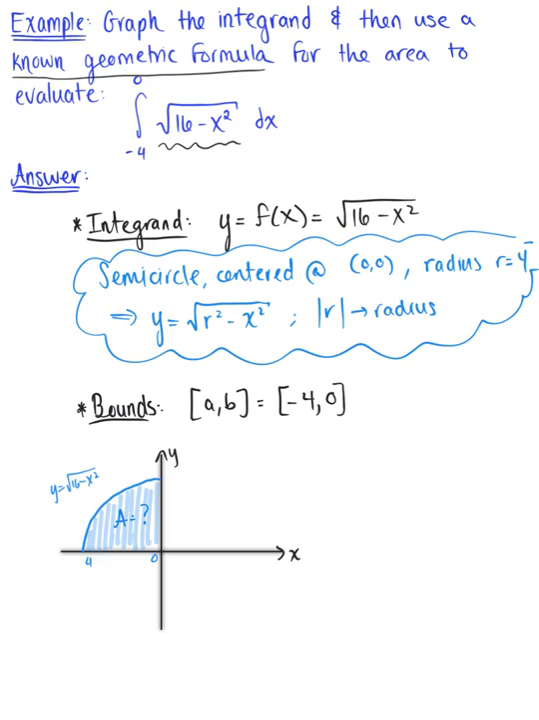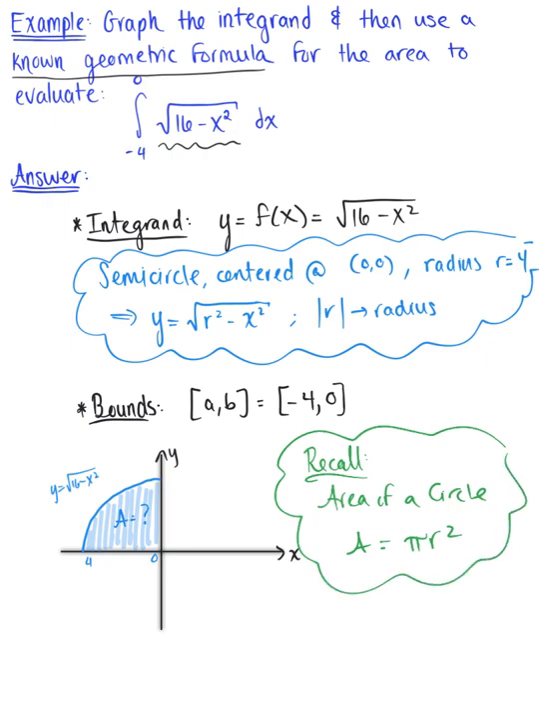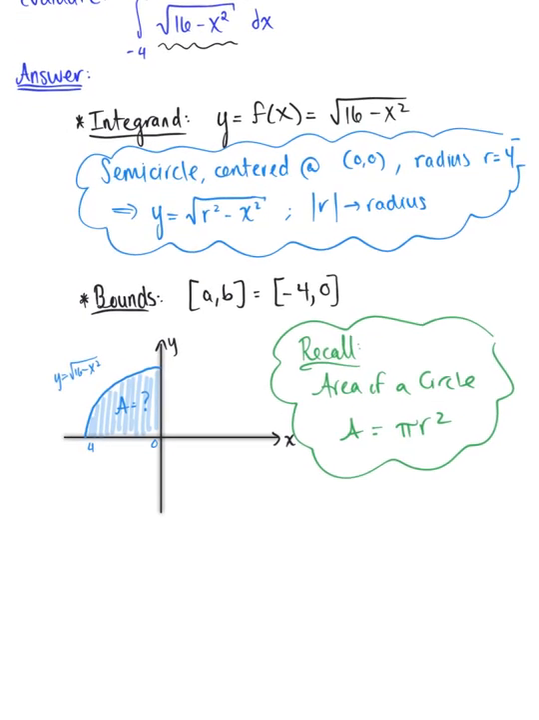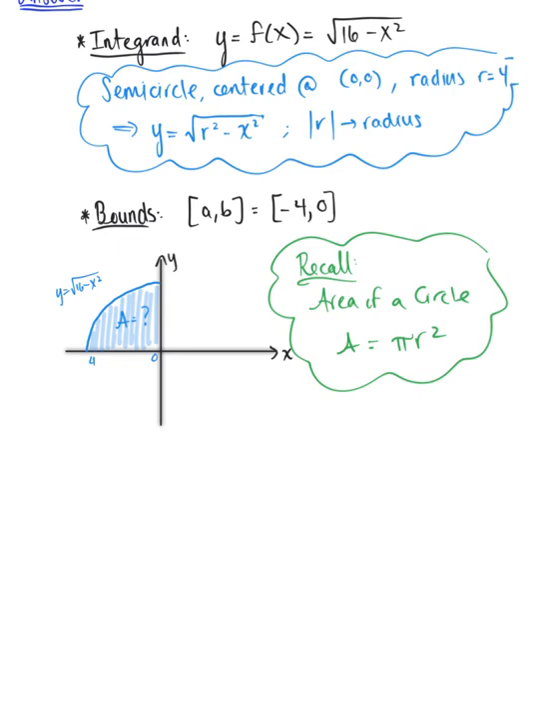So let's recall that the area of a full circle is defined as pi r squared. But we don't want the area of a full circle. We want the area of a quarter circle. So the area of a quarter circle, in this case, would be defined as 1/4 pi r squared.